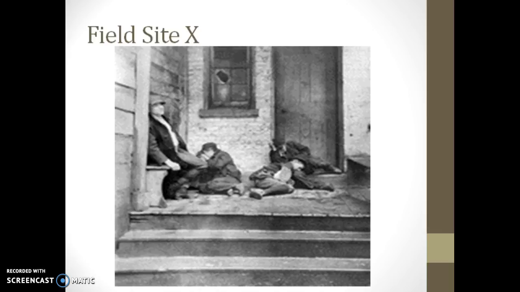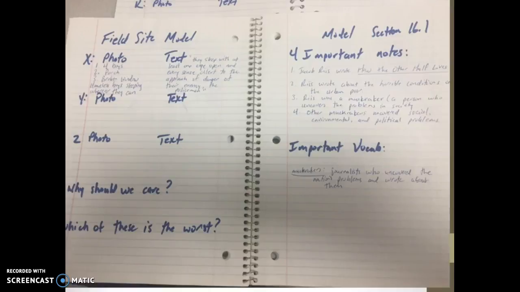The details I'm going to pick out are that there's 4 boys, there's a broken window, and there's a porch. And I'm going to look at that and think, okay, what inference can I make? I'm going to say that these are 4 homeless boys sleeping wherever they can. So what I would do is put that down in my notebook.